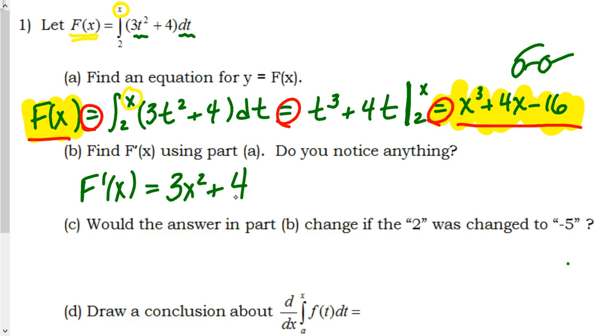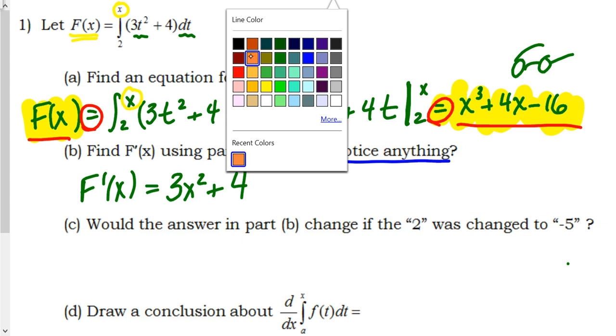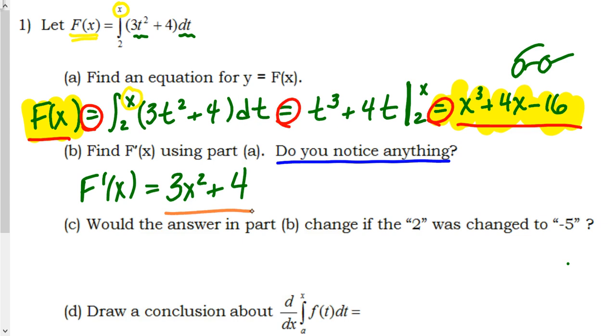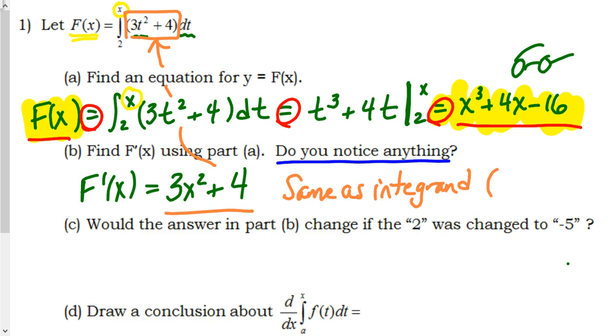And then it said, did you notice anything? Well, this is one of those ridiculous teacher questions. Like, why would I be asking this if there wasn't something to notice? I mean, the answer is not no, you guys. The answer has to be yes. So I look here, and I look around my paper, and I notice this. It's the same, except the t became an x. So same as the integrand at the beginning, except t is now x.